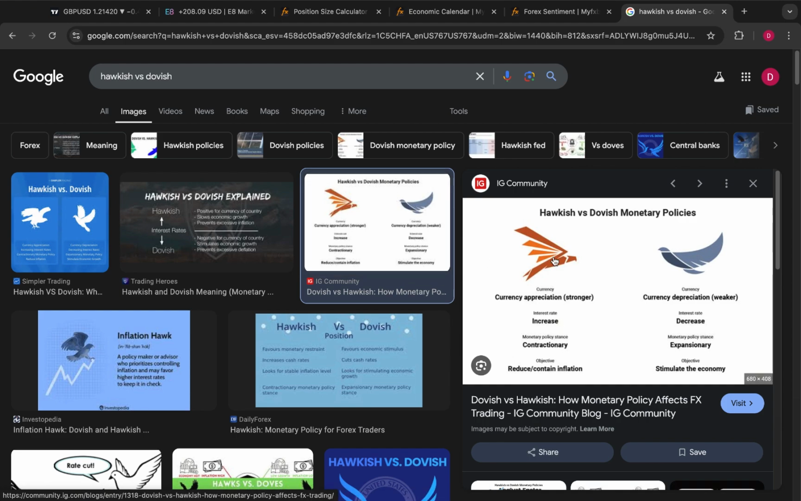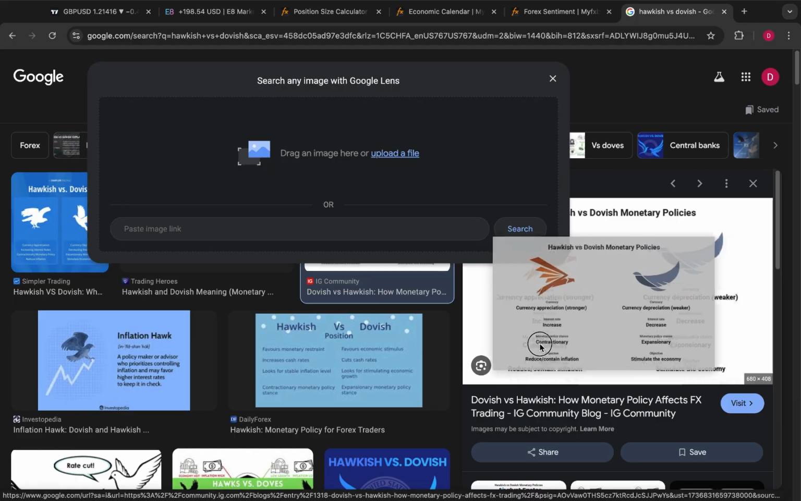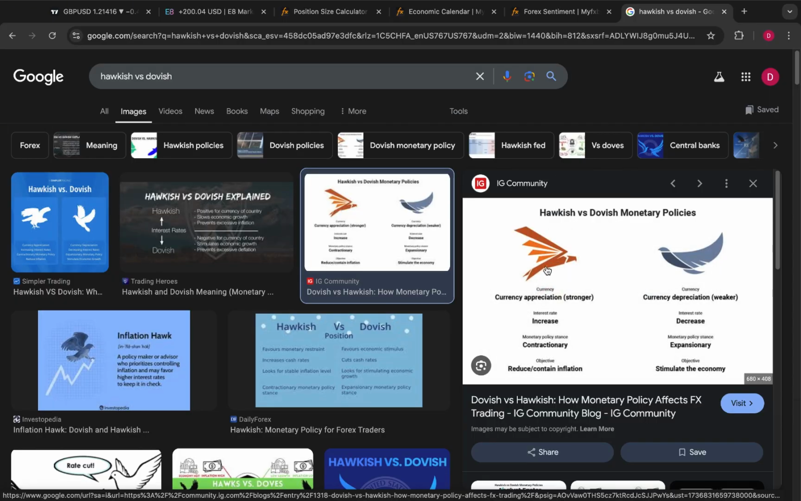So a hawk is more like aggressive. I think it's the hawk's aggressiveness, and a dove's like what's opposite of aggressive. Y'all get what I'm saying? That's what that represents. So when the interest rate goes up, it's tightening the economy or the circulation of money, contracts the economy, which represents the hawks. Reduce, contain inflation. And then the opposite, decrease, expand, stimulate the economy.